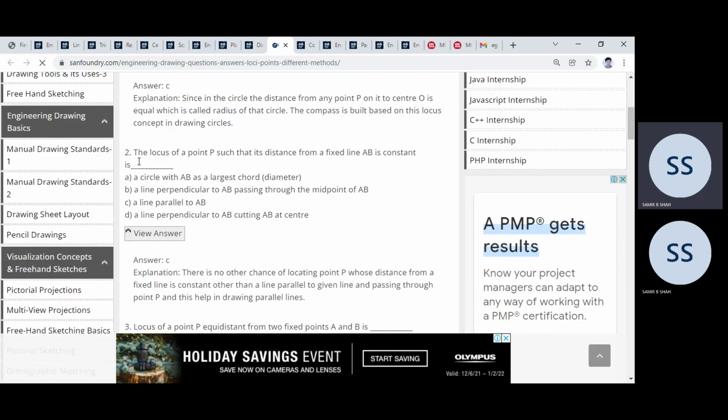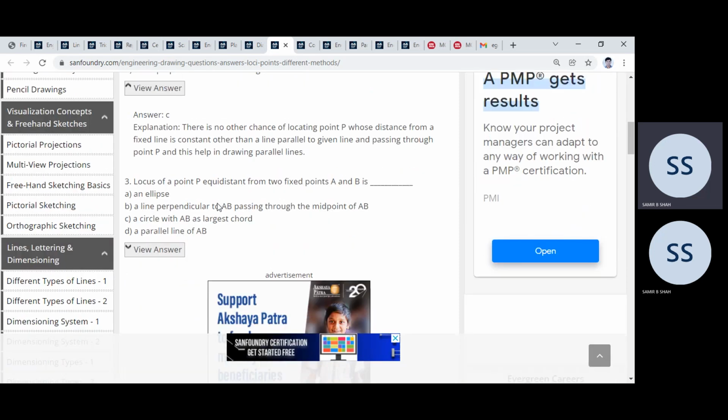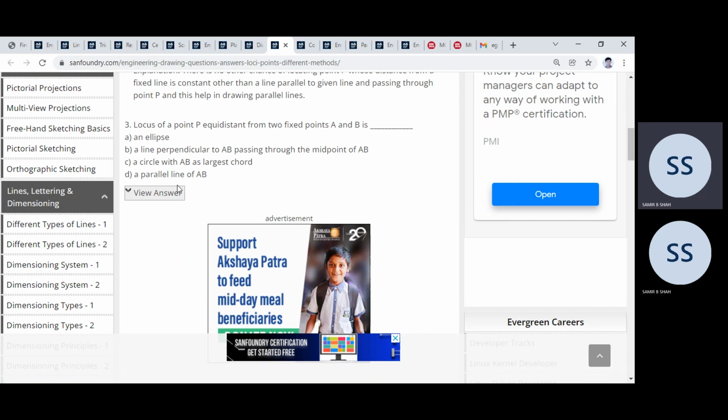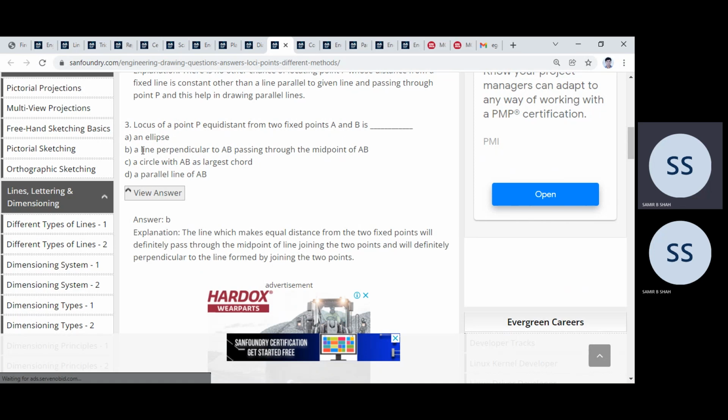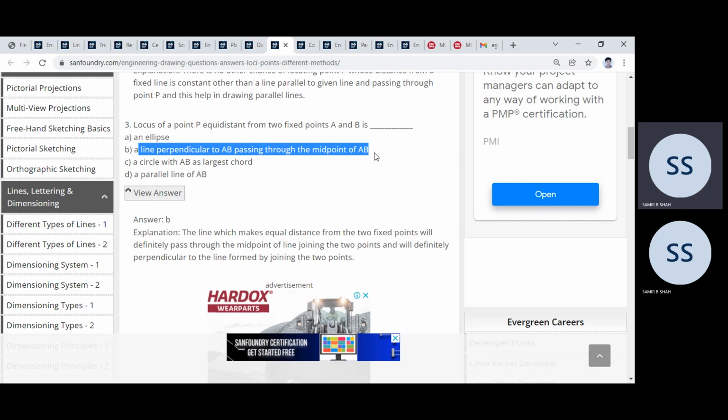Now next one, the locus of point P such that its distance from the fixed line AB is constant, which is known as a line parallel to AB. A locus of point P such that its distance from the fixed line AB is constant, so we have to draw a line which is parallel to AB. Now, locus of point P, which is equidistant from two fixed points A and B, is a line perpendicular to AB, passing through the midpoint of AB.